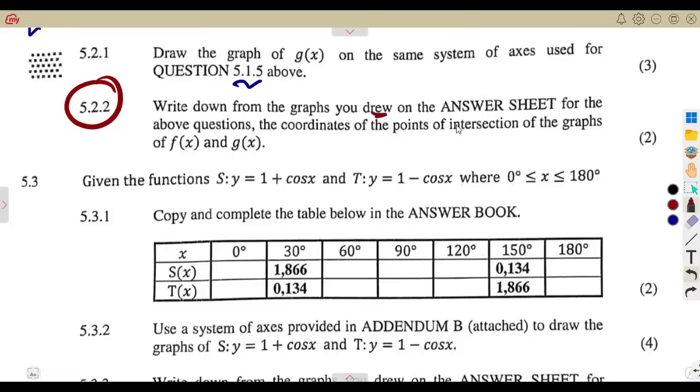You drew from that part, okay? On the answer sheet for the above questions, the coordinates of the points of intersection of the graphs f of x and g of x. Our f of x and g of x, they intersect. Where they intersect, what are the values of x?